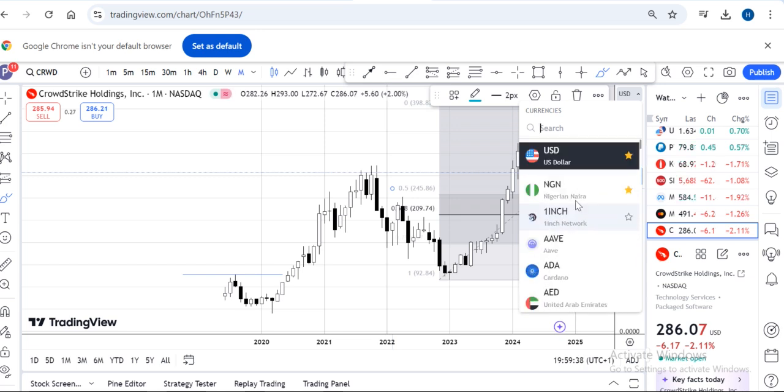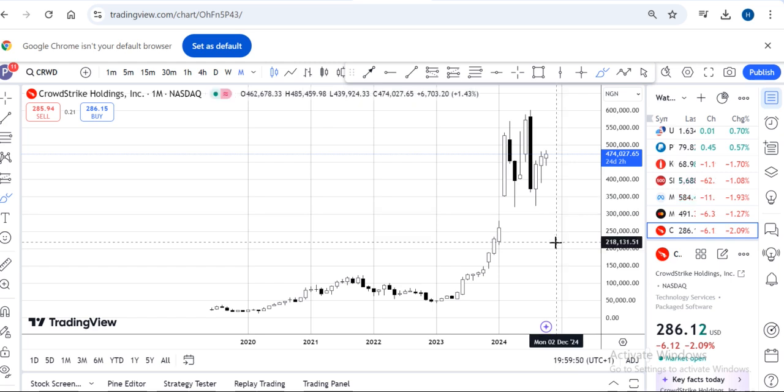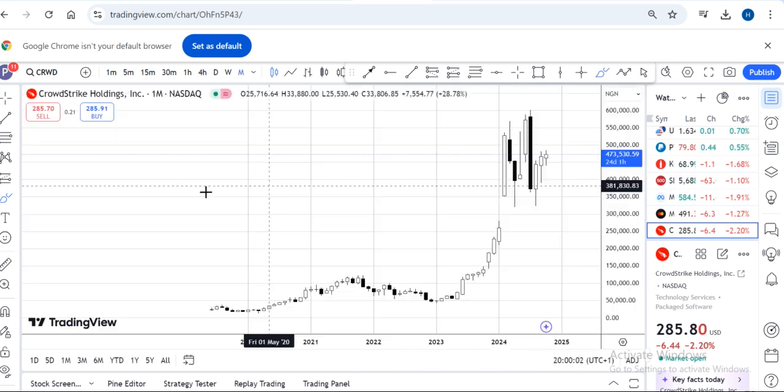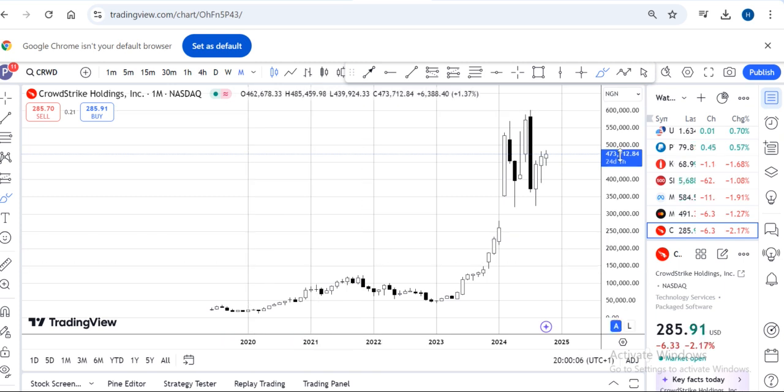Now, let me say I want to check in Naira what the value of this particular stock is, a unit of it, what people will call a share. So if you're purchasing a share of this commodity, which is stock, you're going to be purchasing it for 473,563 naira. That is what this particular CrowdStrike stock is selling for at the moment. Are you with me?